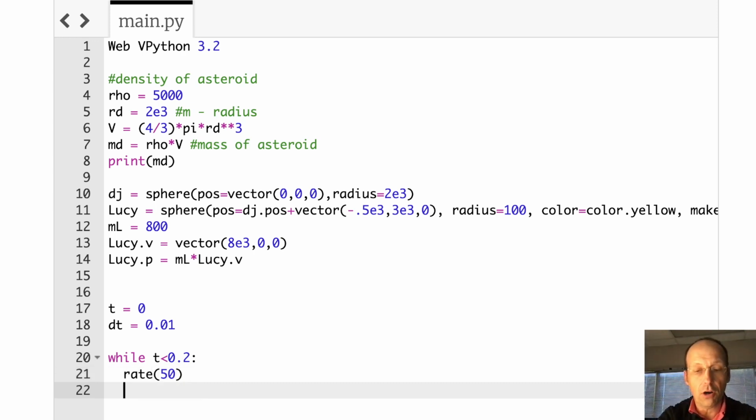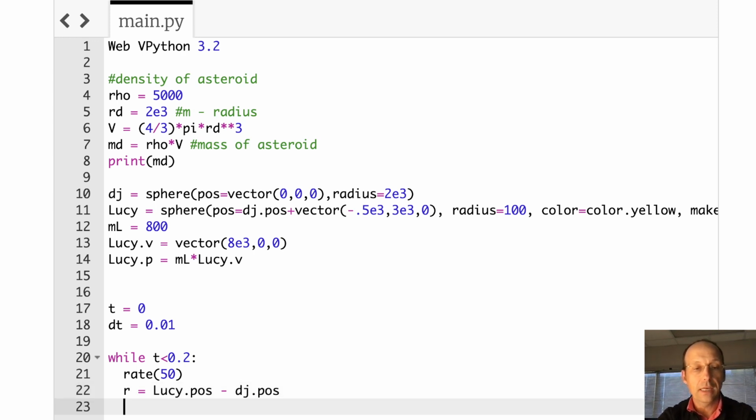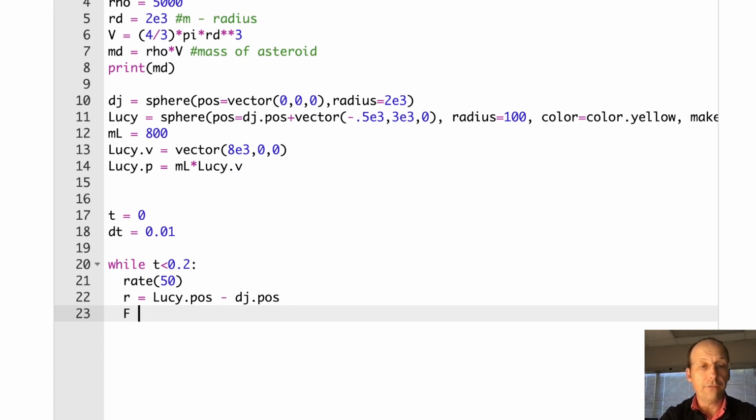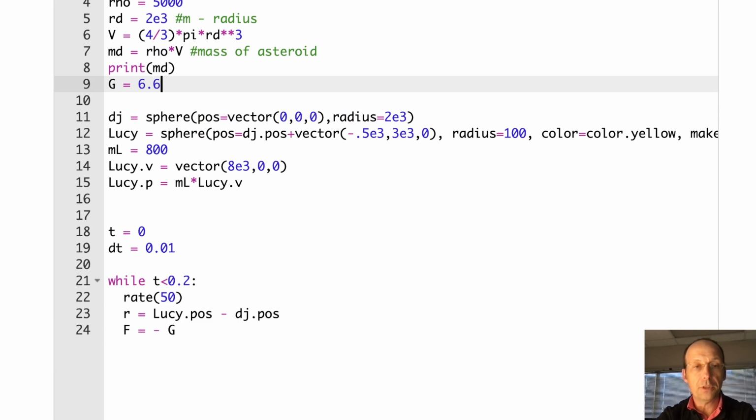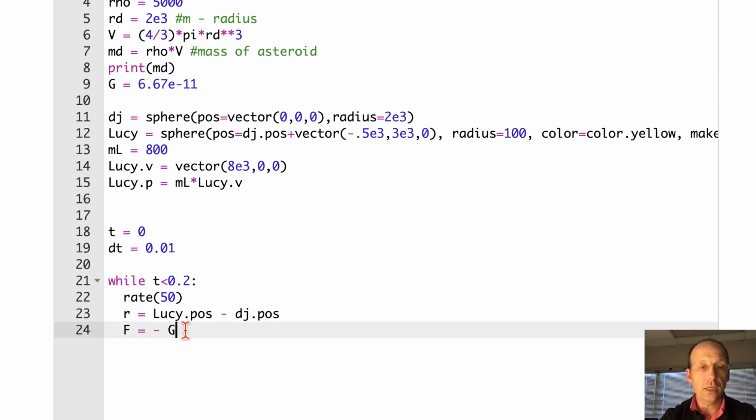Number 1 step is to calculate r. R is equal to Lucy.pos minus dj.pos. Now I can calculate the total force. So F equals negative G. I don't have G, so I'll put it up here. G equals 6.67 times 10 to the negative 11th. G times ml times md, that's what I called the mass, times norm r, so that's the unit vector pointing in the direction of r, divided by mag r squared.